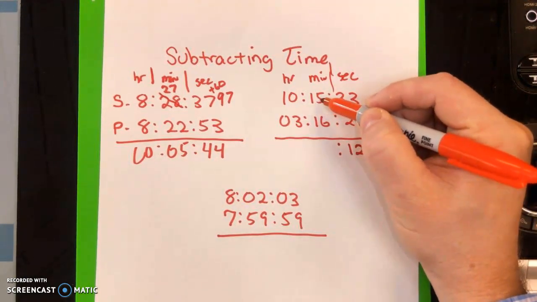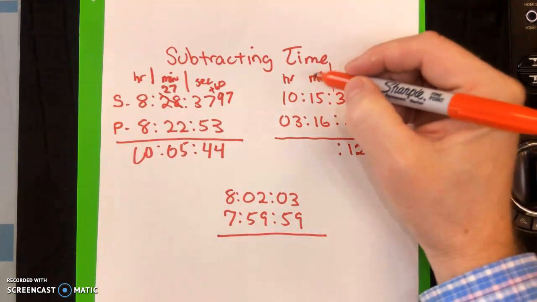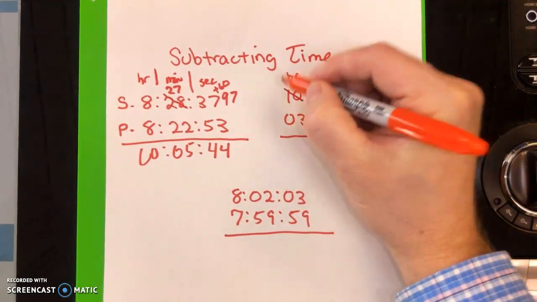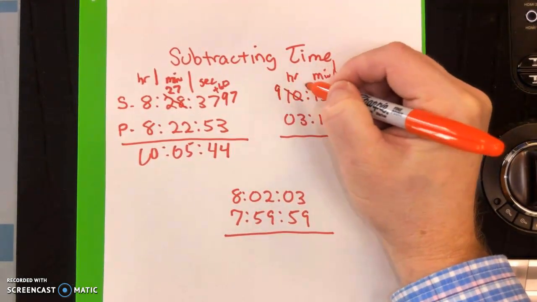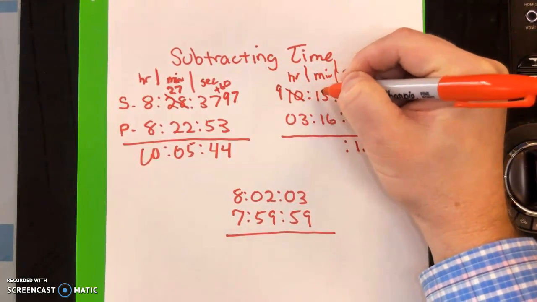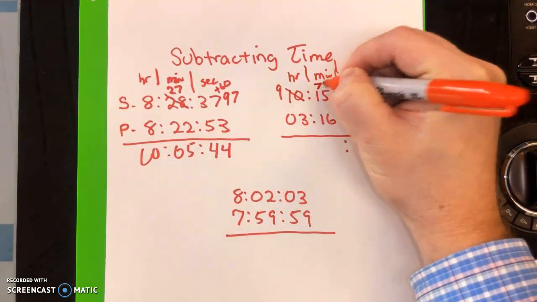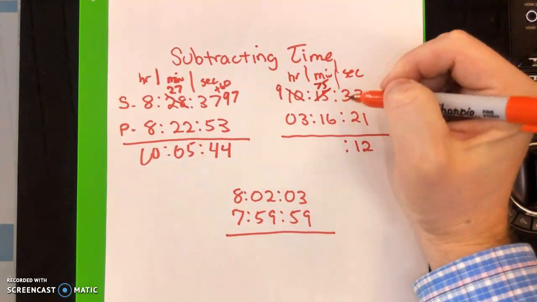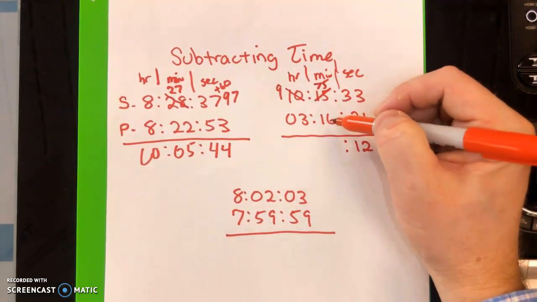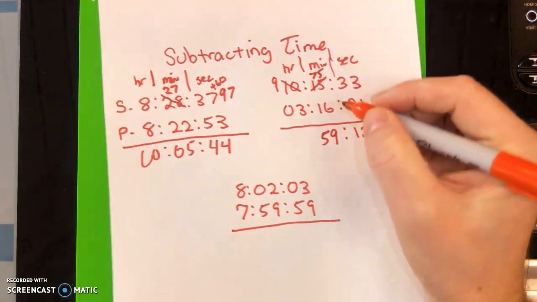All right, and then we're going to look at our minutes. Now we have 15 minutes minus 16 minutes, which we cannot do. Okay, so we're going to borrow an hour. So that 10 now becomes a 9. We borrowed an hour, which when we bring it over into the minutes is going to be 60 minutes. So we add 60 minutes to this 15 minutes, which gives us 75 minutes now. At that point, we can subtract 16 from 75. We come up with 59.